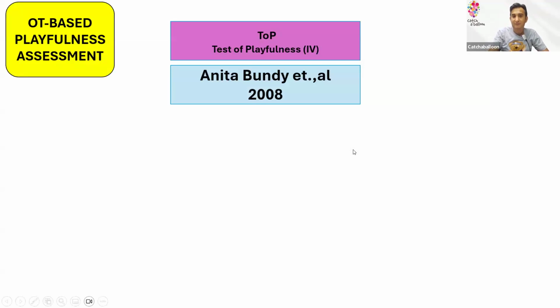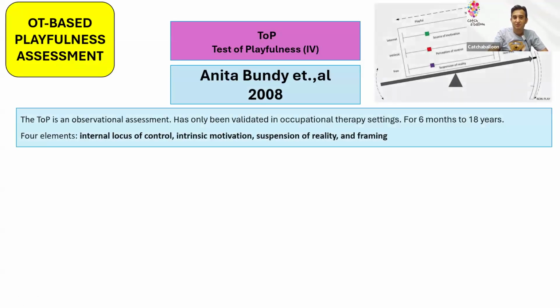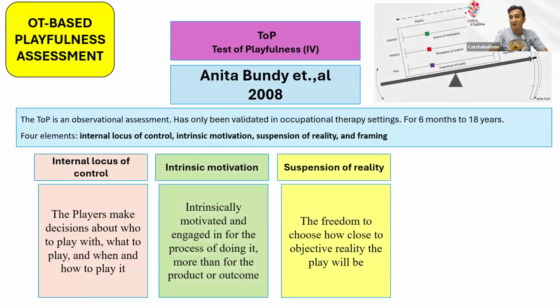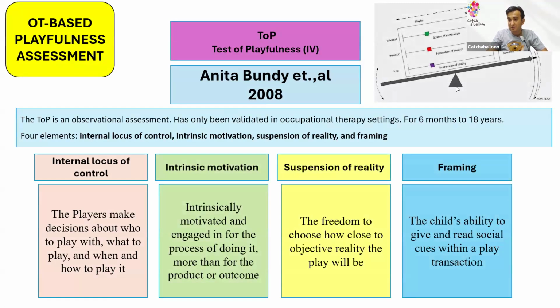It's about TOP. And as I mentioned, there is a fourth element that is not mentioned in the seesaw, but it is taking part in the whole theory somehow. That thing is about framing. Framing is whether the child or the person is able to understand and perceive the social cues within a play transaction or not.